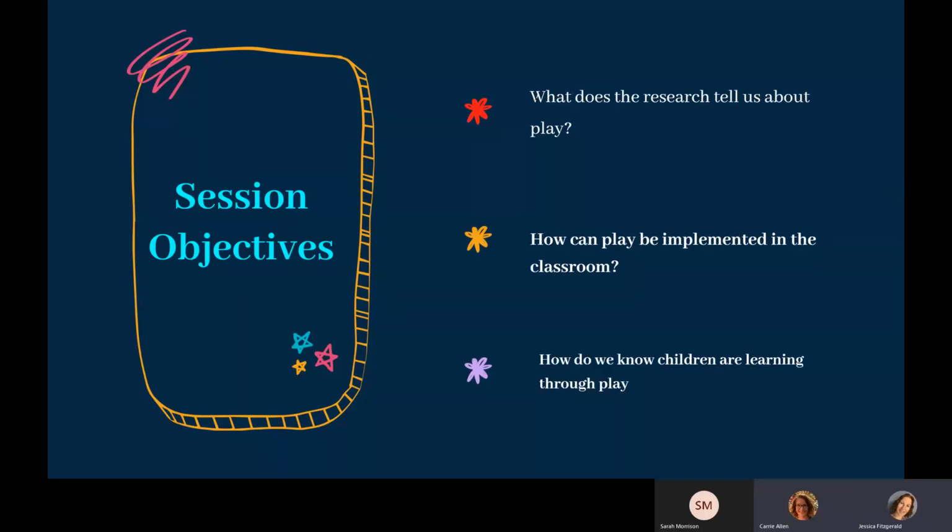So during this session, we reviewed the following objectives. 1. What does the research tell us about play? 2. How can play be implemented in the classroom? And 3. How do we know children are learning through play? I hope you have gained knowledge to help you get started implementing play and advocating for play. Jessica is now going to do the third signature SEL practice, the optimistic closure.